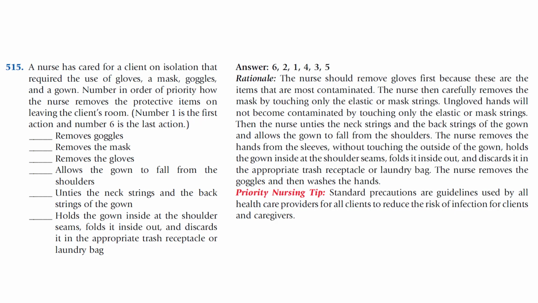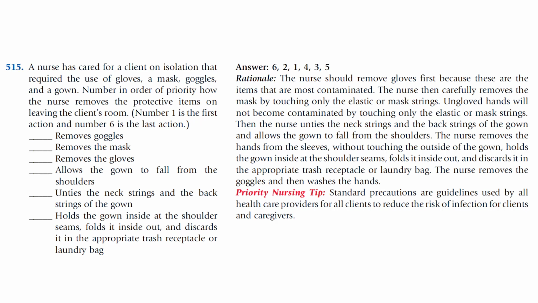4. Allows the gown to fall from the shoulders. 5. Unties the neck strings and the back strings of the gown. 6. Holds the gown inside at the shoulder seams, folds it inside out, and discards it in the appropriate trash receptacle or laundry bag. Answer 6, 2, 1, 4, 3, 5.